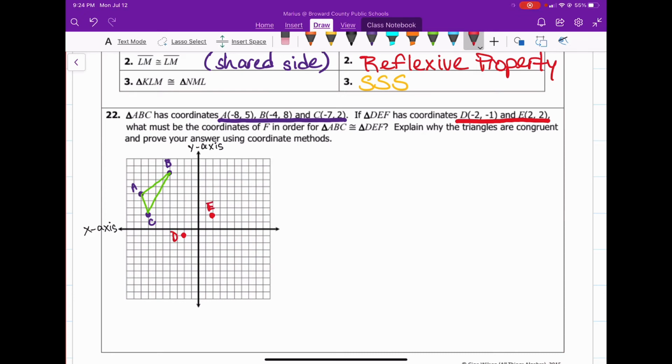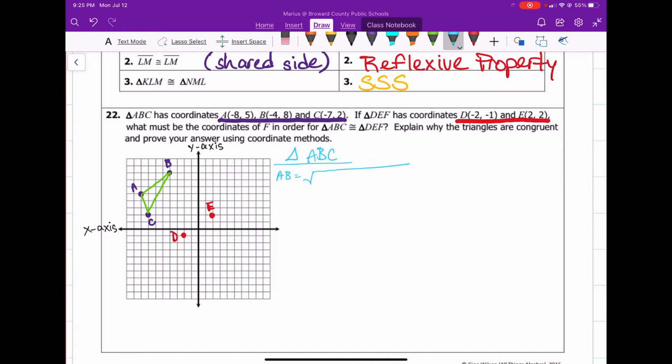Now we need to figure out where F goes, okay? So one thing that we need to do is figure out the distance between all 3 of the points in the first triangle, ABC. So this is going to be triangle ABC over here, and I'm going to do all the distances. So from A to B, square root, all right?